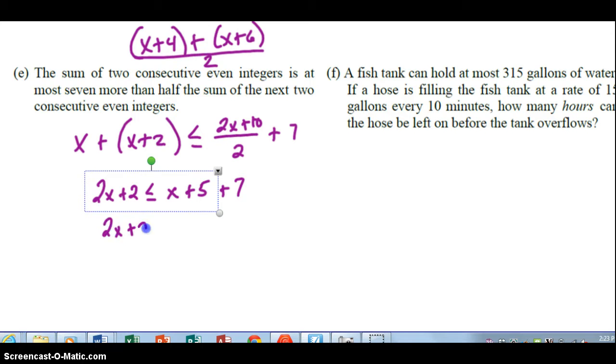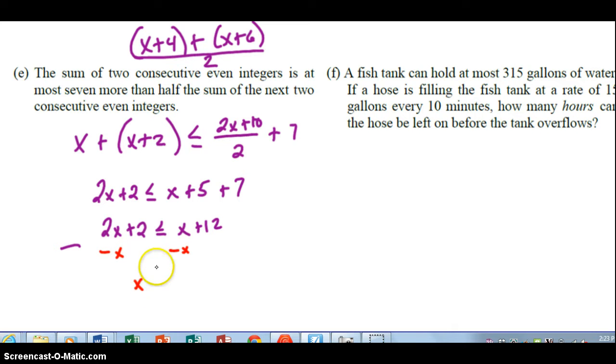Man, this is some hard work. I like hard work. Oops, I don't like it when it jumbles all over the place like that, though. I don't know why it does that. So I'm going to move this x over. x plus 2 less than or equal to 12. I subtract 2. x is less than or equal to 10.